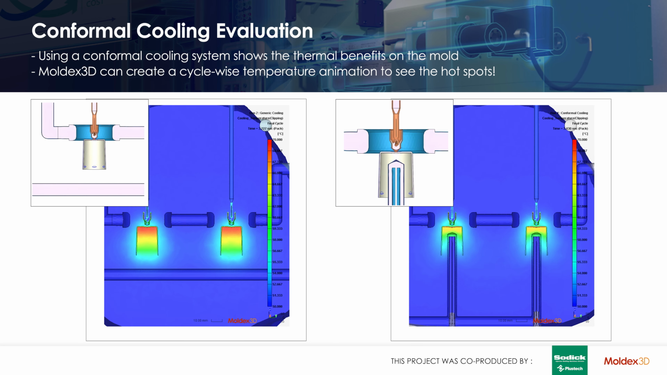The thermal distribution doesn't stop at the melt system, though. Moldex3D uses 3D solid mesh for all components of the mold, including the mold geometry itself, enabling a cycle-wise thermal profile animation to see how the mold temperature is cycling over the duration of the molding time.